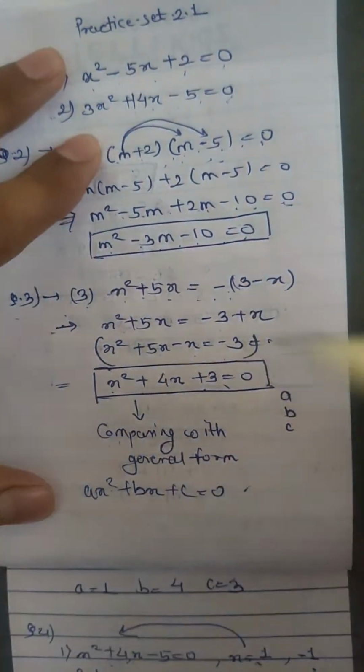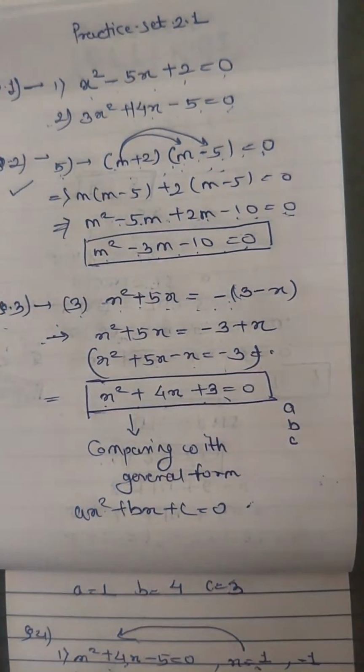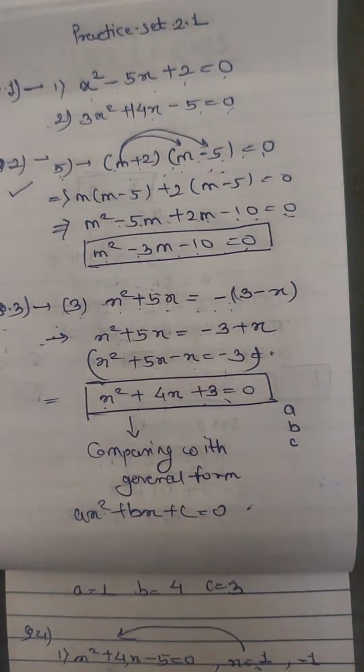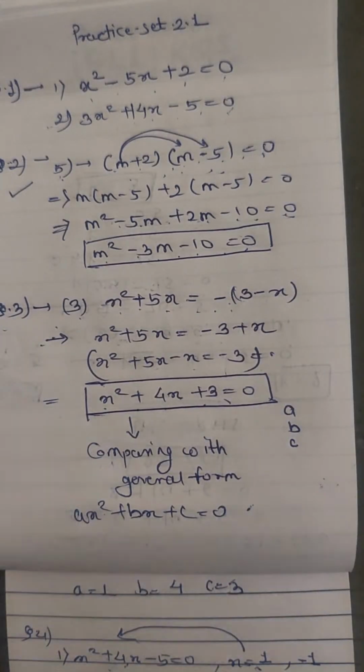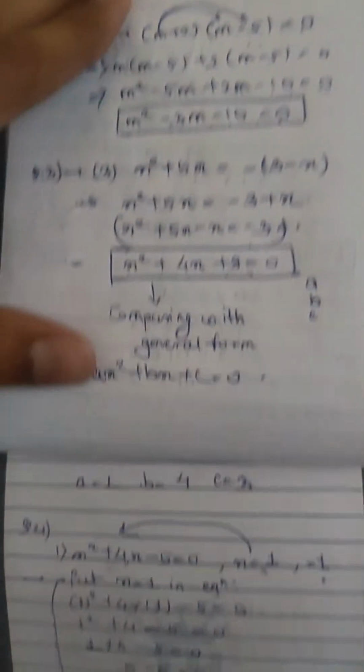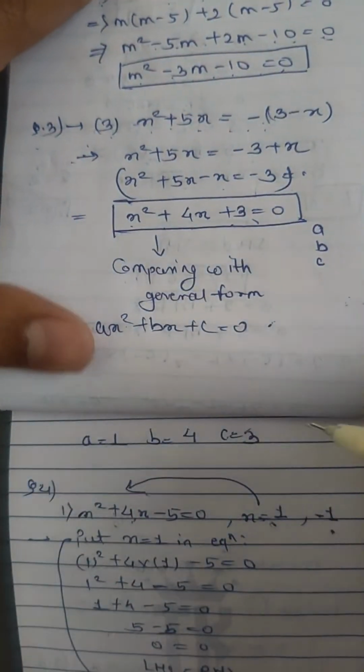This is the quadratic equation which we are getting here. So let's compare this to get the values of a, b and c. After comparing it with the general form, ax square plus bx plus c equals 0, we get the value of a to be 1, b to be 4 and c to be 3.